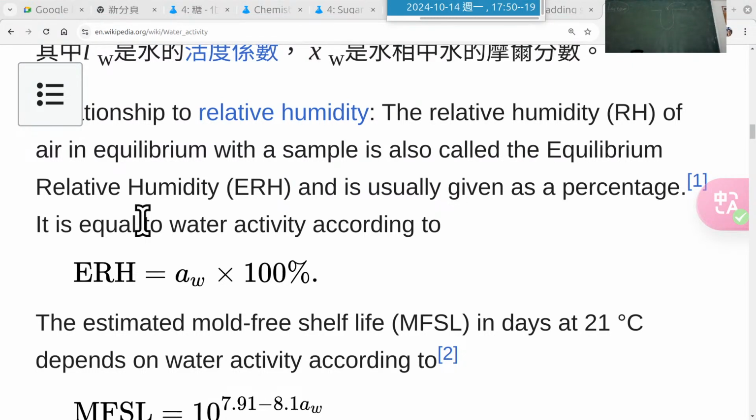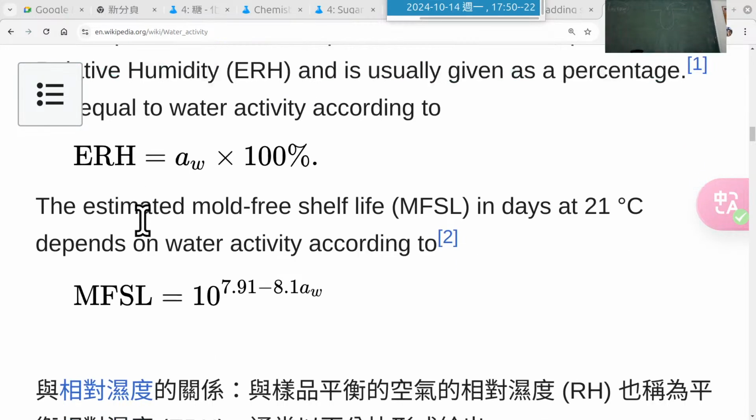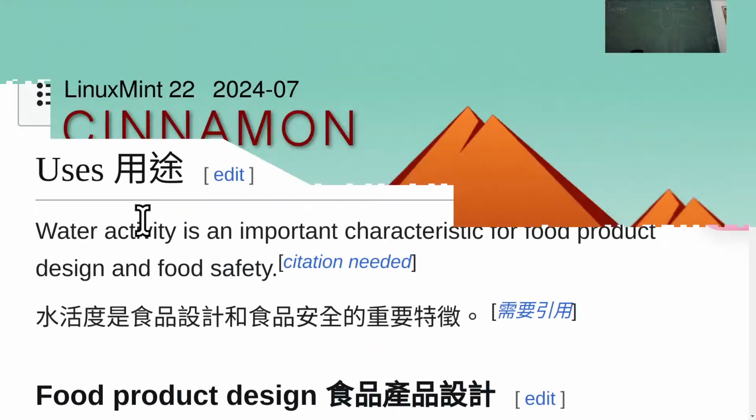For me, I cannot memorize the formula either. I'm a scientist. You don't need to memorize.